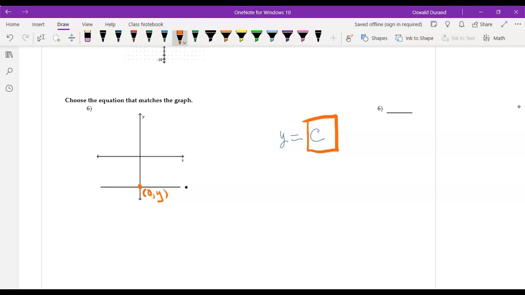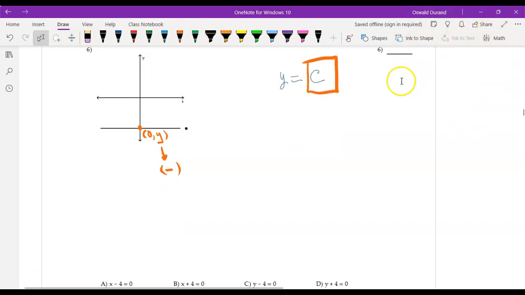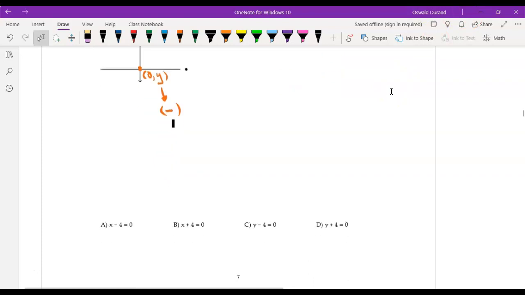So if it crosses the y-axis, it crosses at the point (0, y). Okay? And because that horizontal line is below the x-axis, that y value is what? Negative. So here that value of c is going to be negative, y equal to some negative number that we don't know. But here they're giving us some options to guess what that function could be, right? So first of all, it's not going to be any equation that has x, because we just said it's going to be y equal to some value.